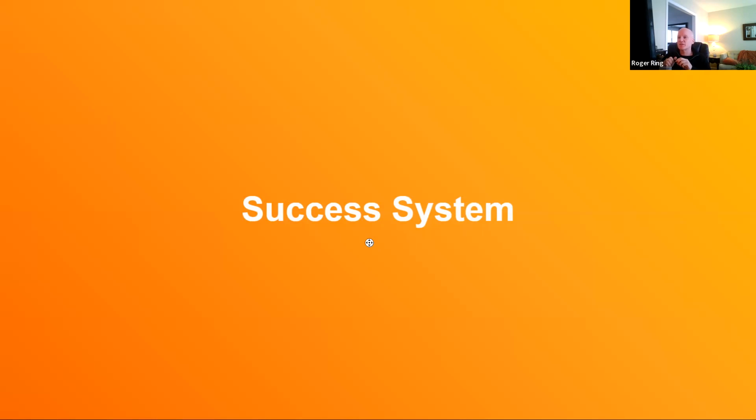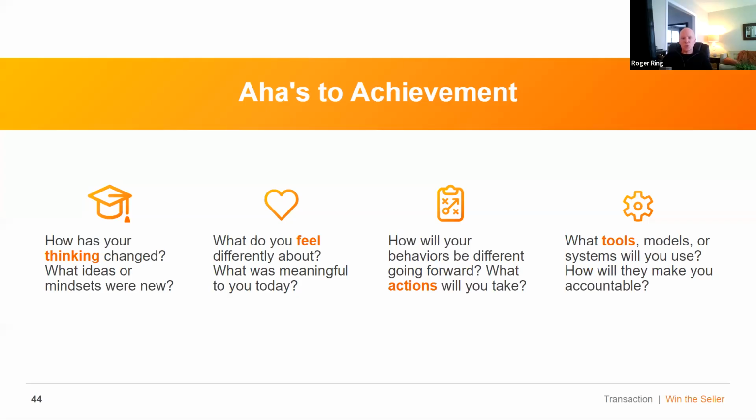Is a script a system? Yes. So understanding the difference between tools and systems, and then the leverage, going all the way back to the beginning of this conversation: listings, leads, and leverage. Leverage is understanding what systems are and how they help you.